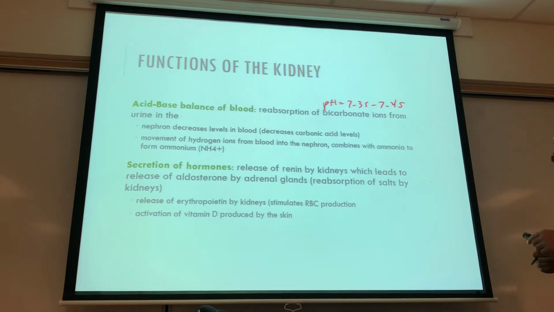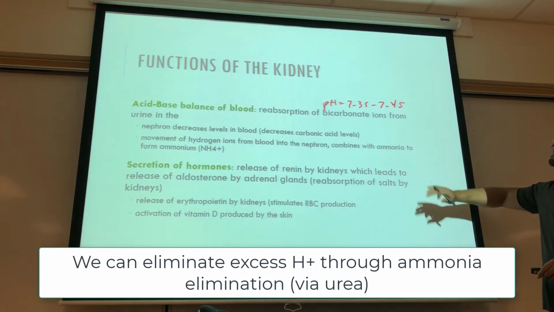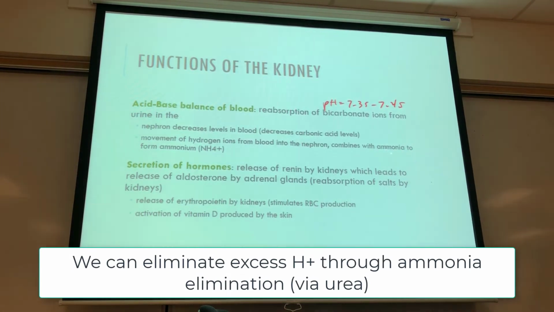Anytime we end up with excess hydrogen ions, either through metabolic acidosis or anything like that, we're able to eliminate excess acids through the urine. And there are mechanisms which we won't get too much involved in, but with ammonia, we combine that with hydrogen ions, and we can eliminate excess hydrogen ions through that process.